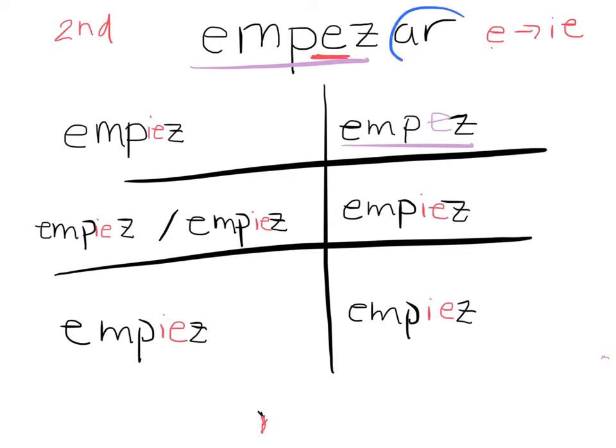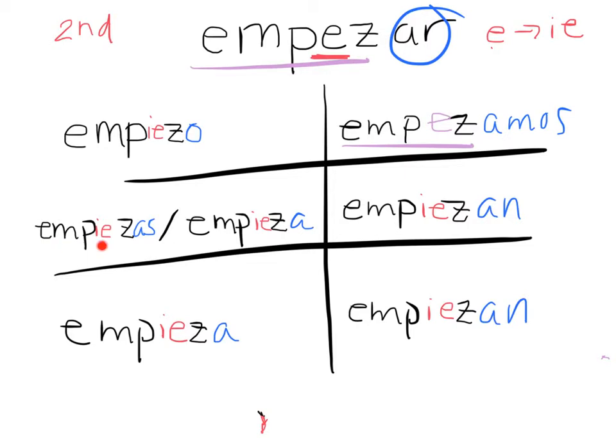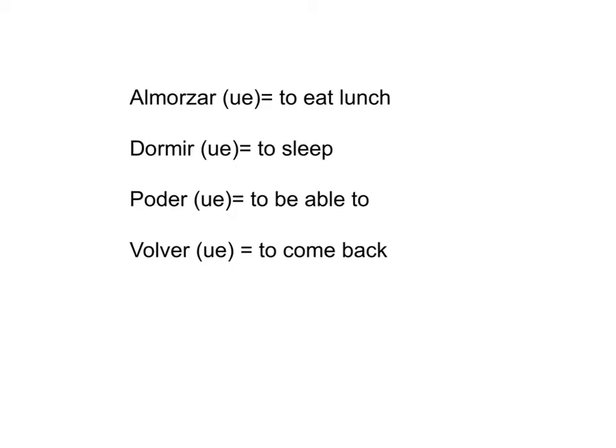So now we need to work on our endings. Again, it's an AR verb. So we have o, as, a, amos, an. So the conjugations of this verb are yo empiezo, tú empiezas, usted empieza, ella empieza, nosotros empezamos, ustedes empiezan, ellos empiezan. Our next set of verbs that also stem change are almorzar, dormir, poder, and volver. These verbs are also stem changing.